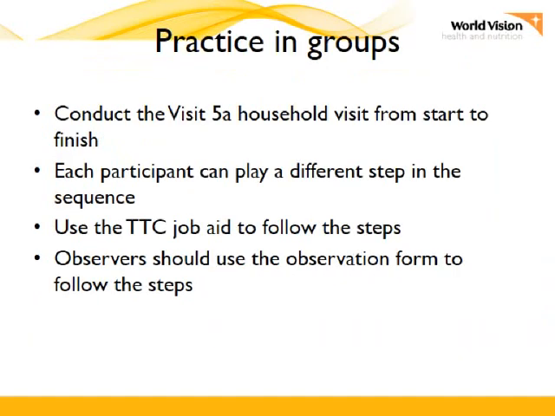So what we'd like you to do is practice in groups the visit A, which is visit 5A, and do that from start to finish. You can break up into groups of around 6 people and have each participant play a different step in the sequence. Then use the TTC job aid to make sure you follow the steps of the household visit correctly, and observers can use the observation of a household visit form to follow the steps.